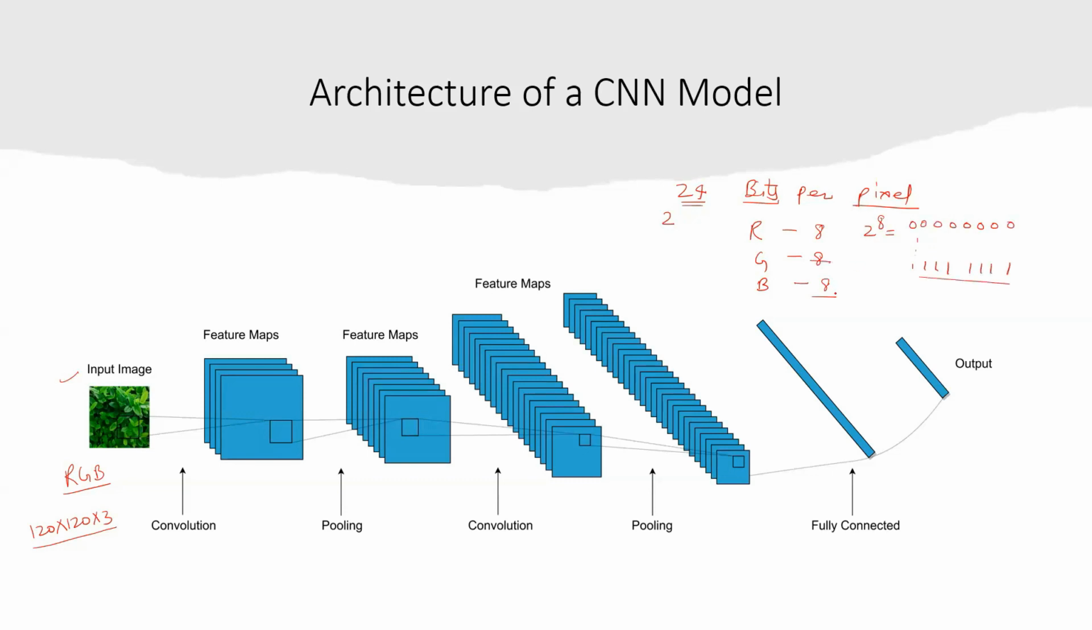Same for the green, same for the blue. So a pixel can have any value that ranges from 24 zeros to 24 ones. So we are interested in the pixel values. For example, this pixel 00 is there. So what is the value of that pixel?